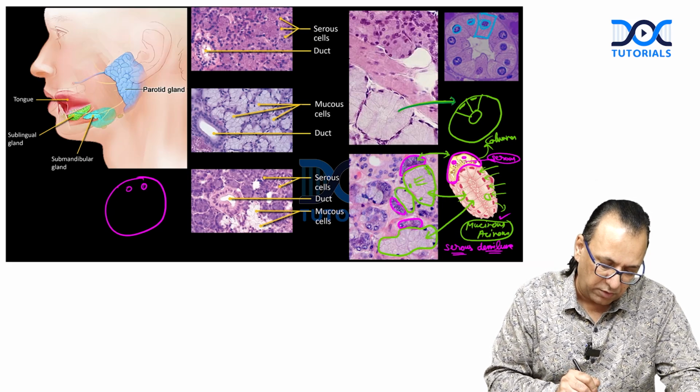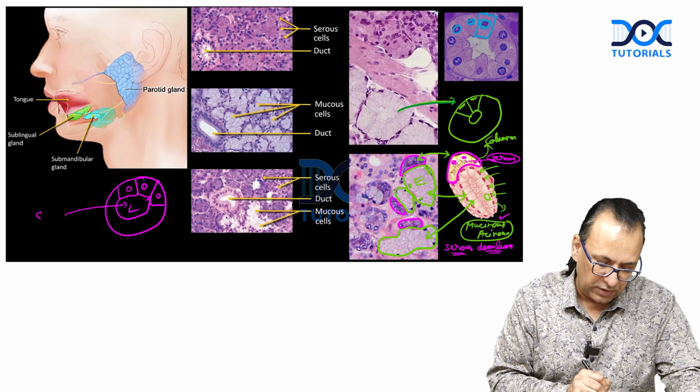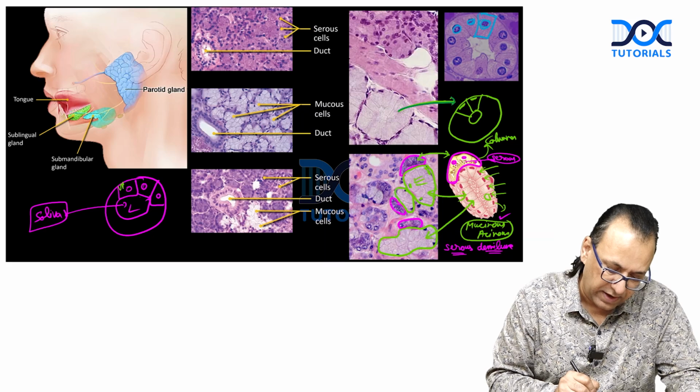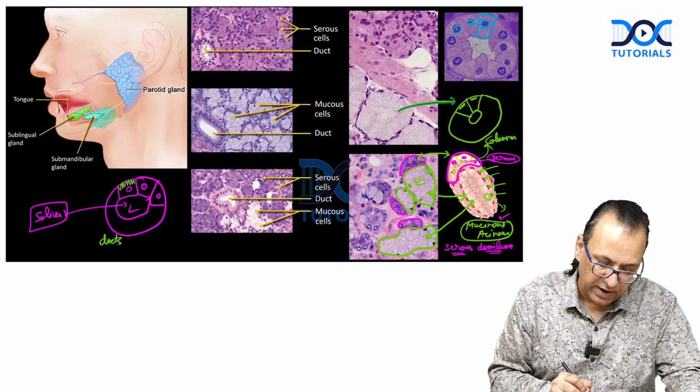Duct will have these cuboidal cells, and this is the lumen here. With the saliva, you will have saliva in the lumen because it is the salivary gland. The cells, they will have basal striations. The ducts are striated ducts.